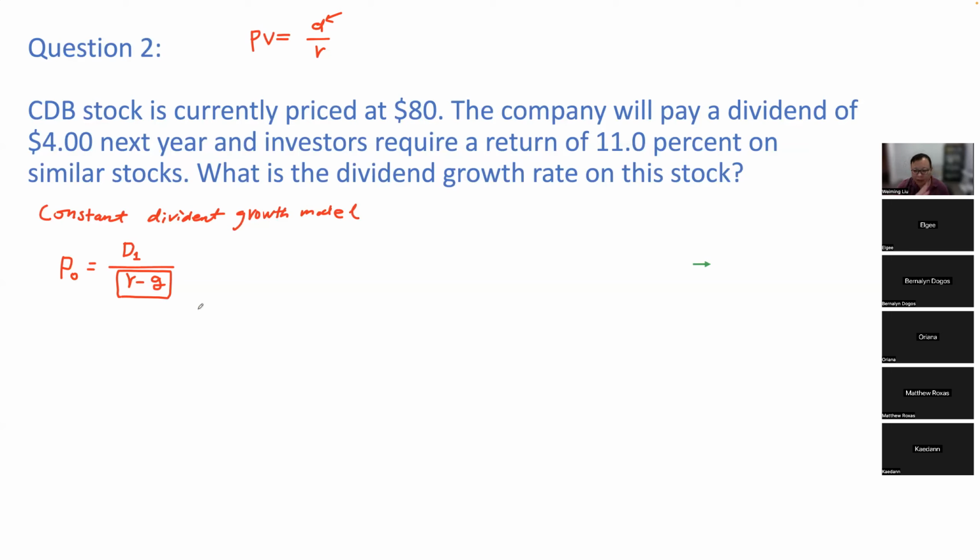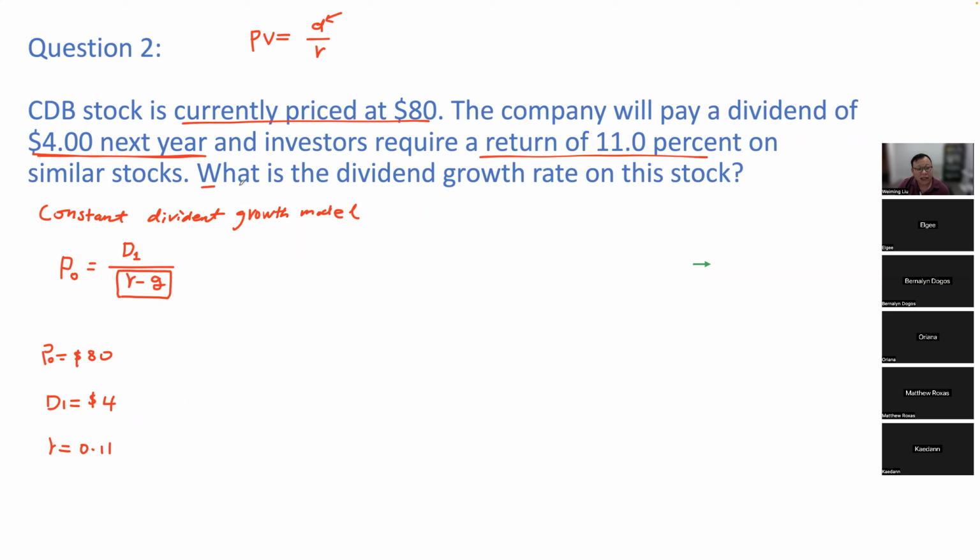So if you know this, then it's pretty easy now, right? What is your present value? Currently it's priced at 80, so P0 equals $80. And the company will pay a dividend of $4 next year, so that'll be D1. The dividend at year one would be $4. And then you know the return is 11%, so R equals 0.11.